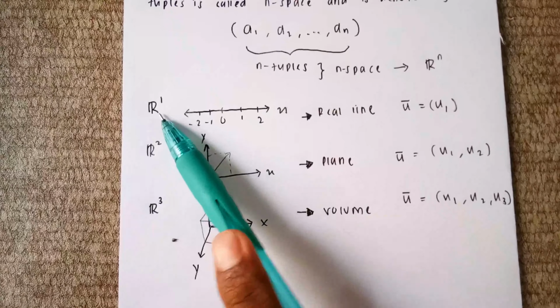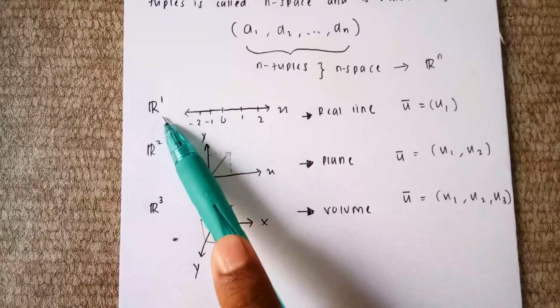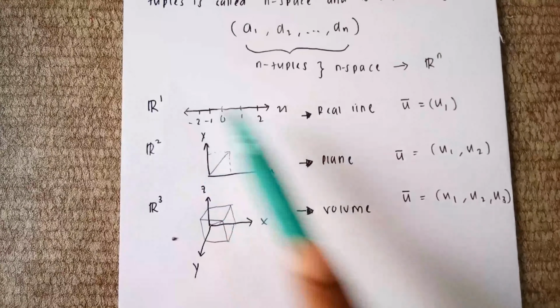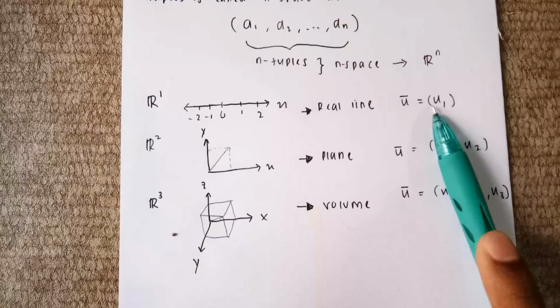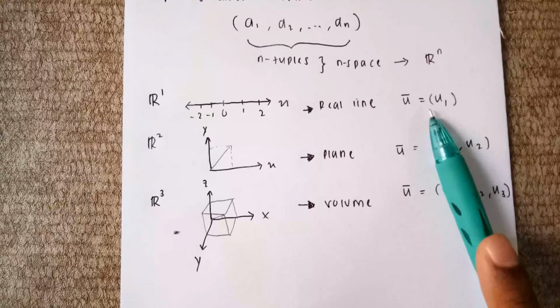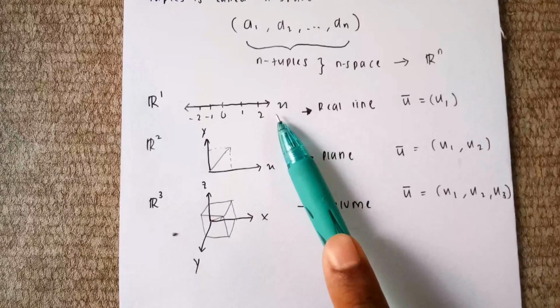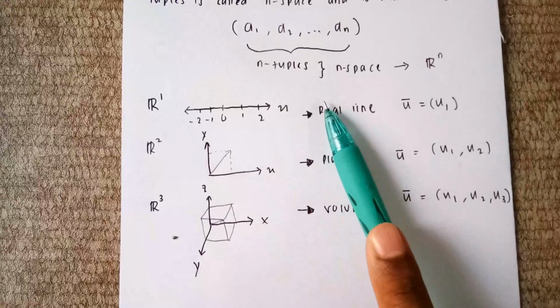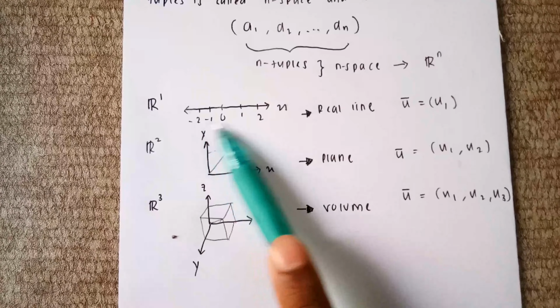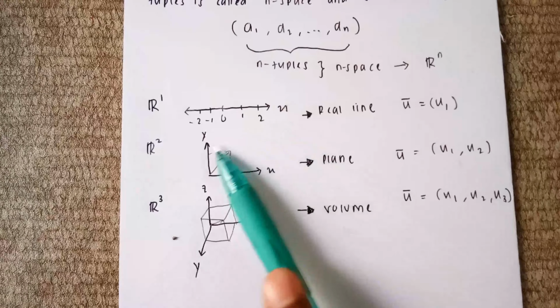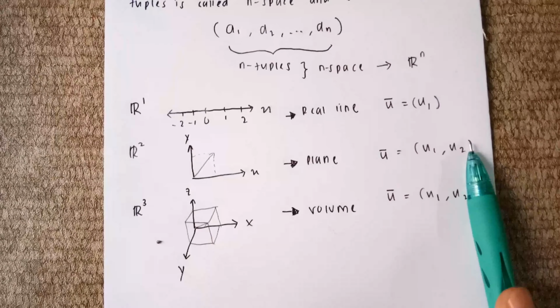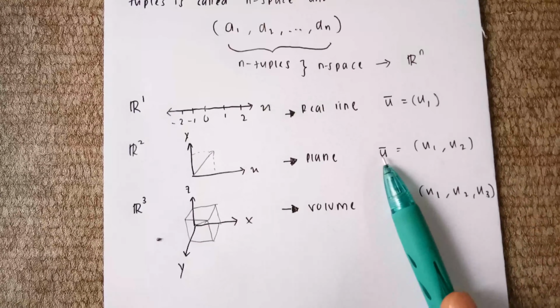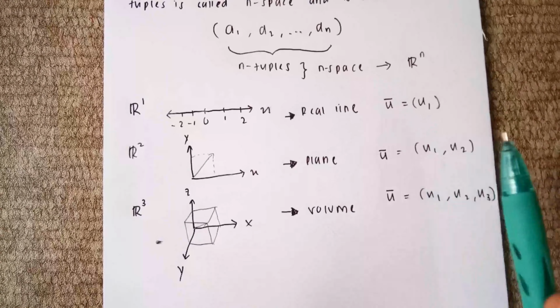Okay, let me give you some examples. Here we can see R power of 1. It means that a vector has only one component. When it has only one component, it forms a real line, which is the numbers from the least to the greatest real number. The next one is R power of 2. It means that a vector has two components. Here, u bar equals u1 and u2.